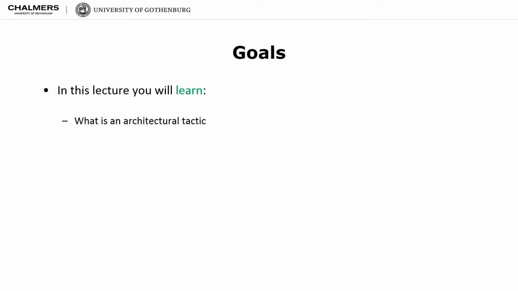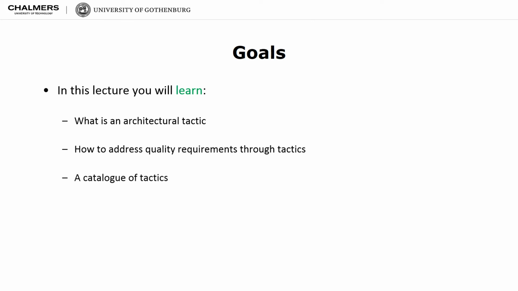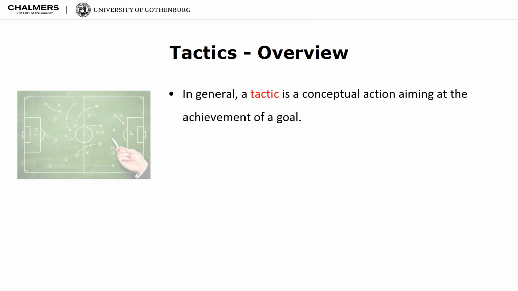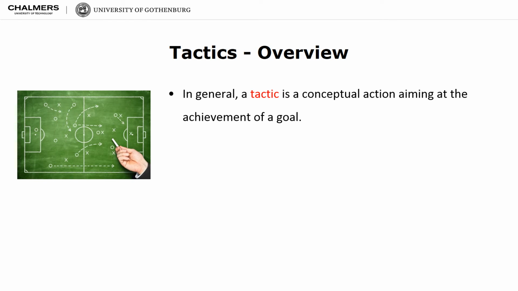In this lecture, we will introduce the concept of architectural tactic as a characterization of architectural decisions that are used to achieve a desired quality requirement. We will browse through an example catalog of popular tactics focusing on quality attributes such as availability, interoperability, modifiability, performance, and security. Generally speaking, a tactic is a conceptual action aiming at the achievement of a goal.